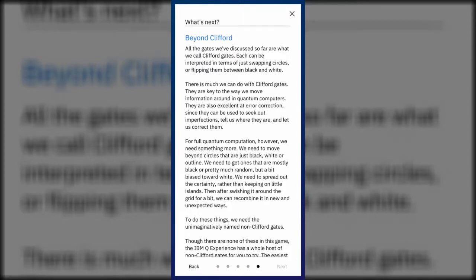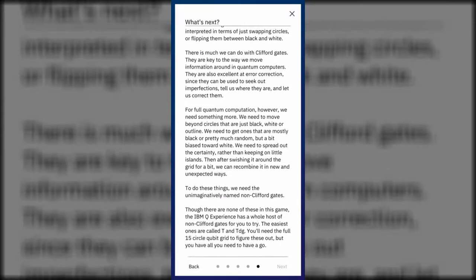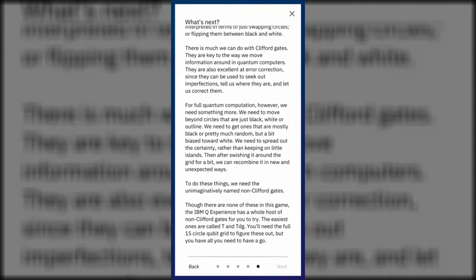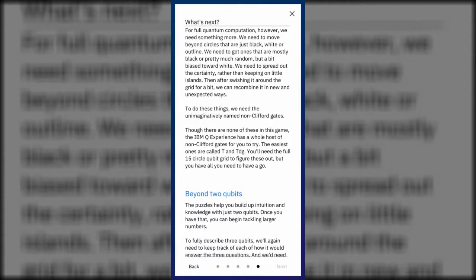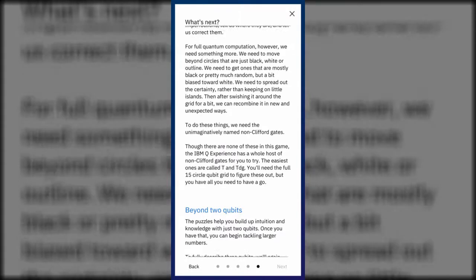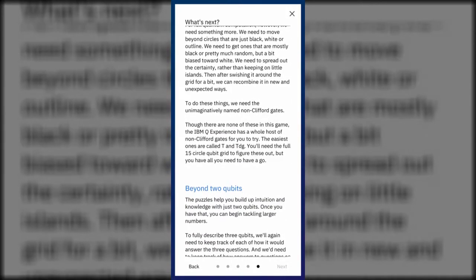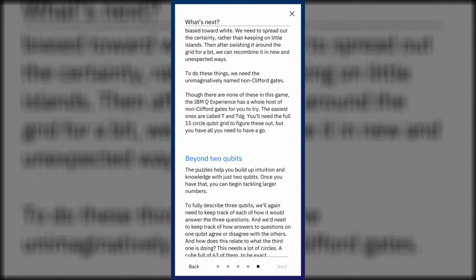Awesome, that's what I was saying. We need circles that are mostly black, pretty much random, but a bit biased towards white. We need to spread out the certainty rather than keeping it on little islands. Then after swishing it around the grid for a bit, we can recombine it in new unexpected ways. That is a beautiful way to describe that. To do these things, we need the unimaginatively named non-Clifford gates. Though there are none of these in this game, the Q experience has a host of non-Clifford gates you can try.